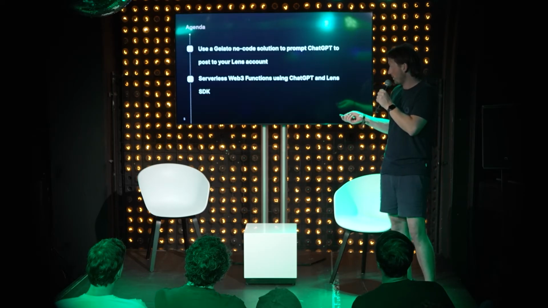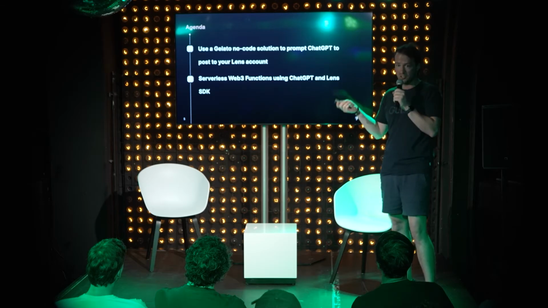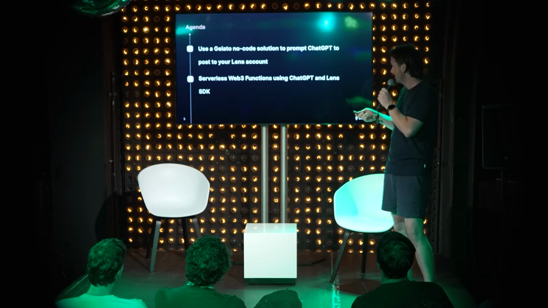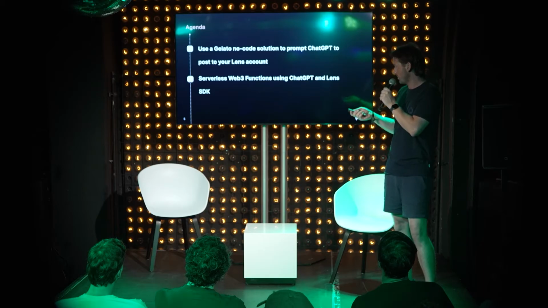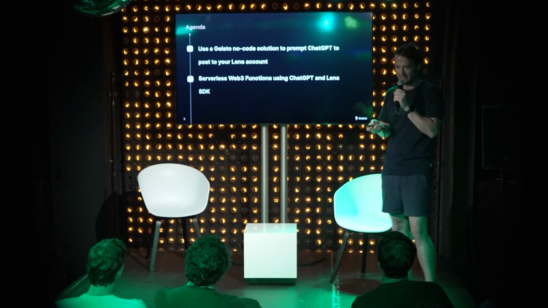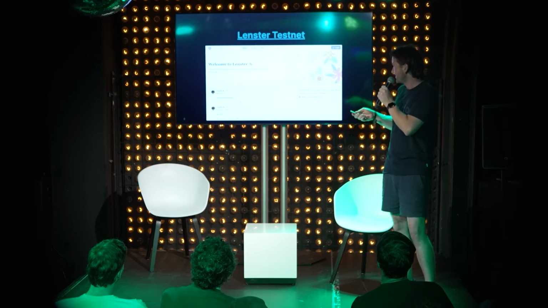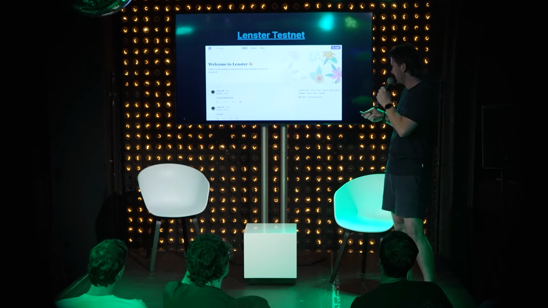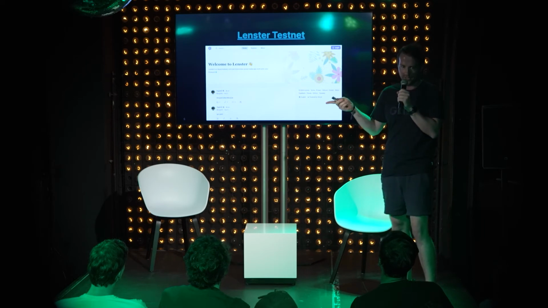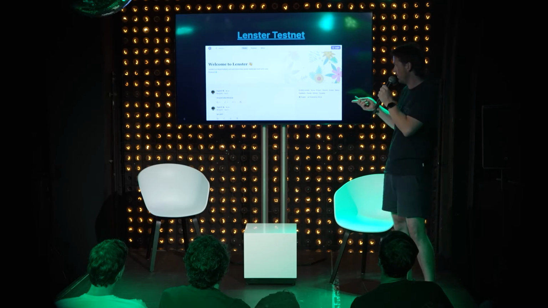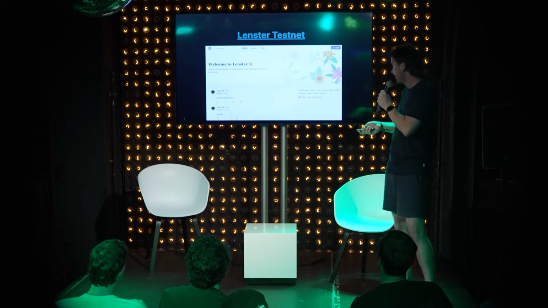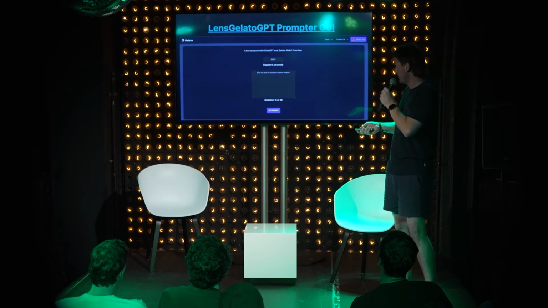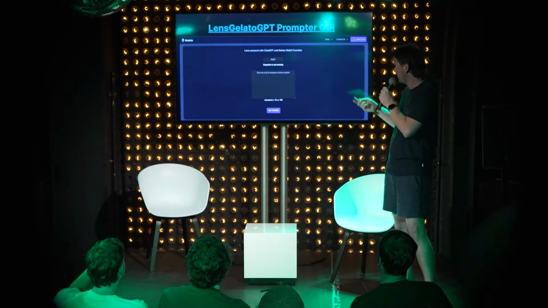Today in this workshop, I'm going to show you a no-code solution to prompt ChatGPT to post to your Lens account. It will be using serverless Web3 functions, ChatGPT and the Lens SDK. And again, this workshop is about 2-3 months old, so some of it might not work anymore, but let's give it our best try. On the Lens testnet, if you wanted to, you could try this out yourself. Although not on testnet, it does work on mainnet. So if you want to replicate what we do here and you have a Lens account on Polygon, you just need your account, and then you go to this nice web UI.